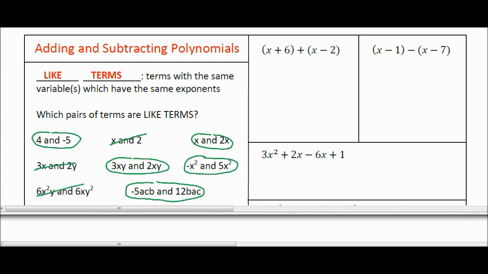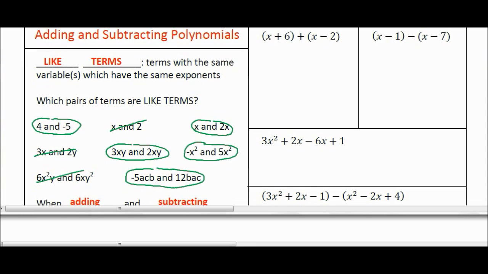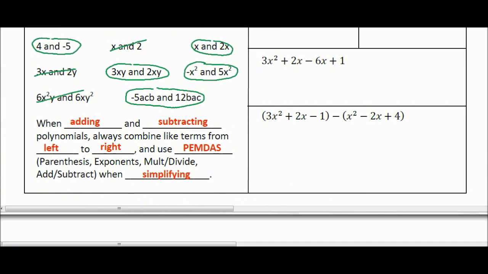All right, let's take a look at the section below this and fill in the blanks. Now that we recognize what a like term is, once you finish this paragraph: when adding and subtracting polynomials, you always combine like terms from left to right. Remember something you learned last year in Integrated Math 1, this word PEMDAS. You might have learned it a little bit differently, but the traditional way is PEMDAS. That means you solve parentheses first, then you solve exponents, then you multiply and divide from left to right, and then you add and subtract from left to right.